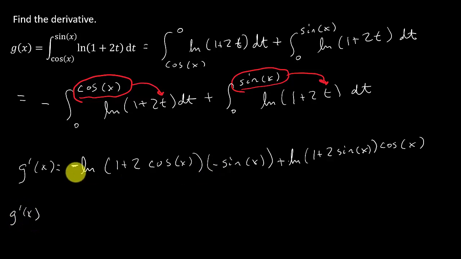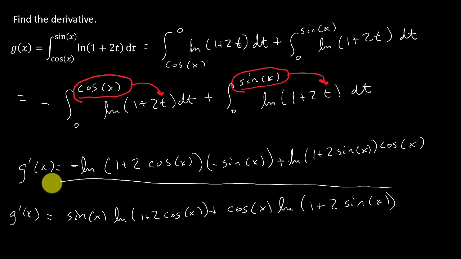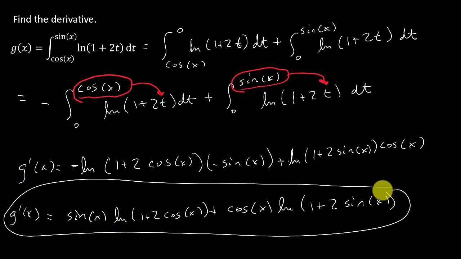And so now, not much to clean up, but the negative and negative is positive. We can probably just bring the trig functions out in front of the log. You don't have to, but let's just see how that goes. Sine x natural log of 1 plus 2 cosine x, plus cosine x natural log of 1 plus 2 sine x. And so that would be your answer right there.